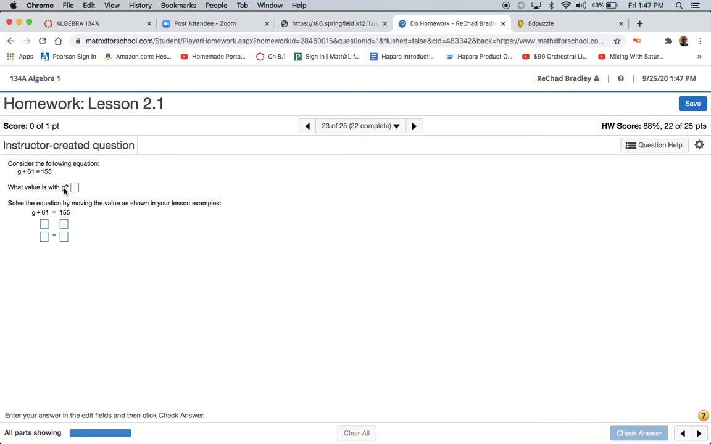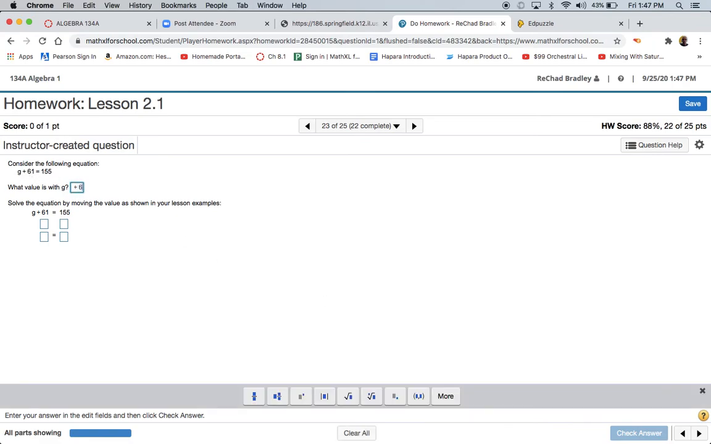The value with G is positive 61. That means I have to move this positive 61. And again, the decisions we're learning to make, move a positive 61 with a negative 61 on both sides. That makes that go away. G comes down. 155 minus 61. 5 minus 1 is 4. And 15 minus 6, I believe, is 9.